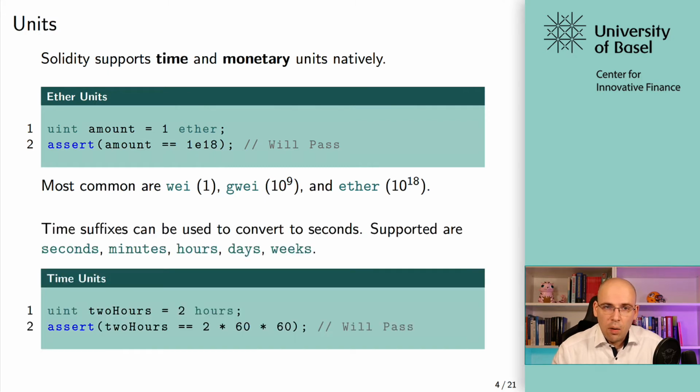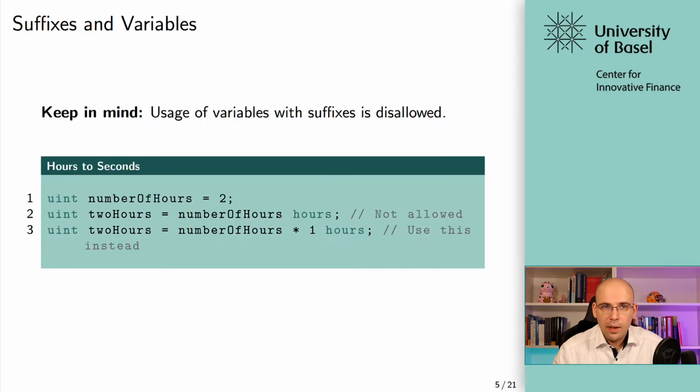Time suffixes can also be used. For example, what you can do right here is you have uint, two hours, so that's the variable. You set it to 2 with the keyword hours, and then you can again assert that it's the same as 2 times 60 times 60. And you can see by that example that it will always be converted to seconds, so time essentially is stored in second values. Okay? And the keywords we can use are seconds, minutes, hours, days, and weeks.